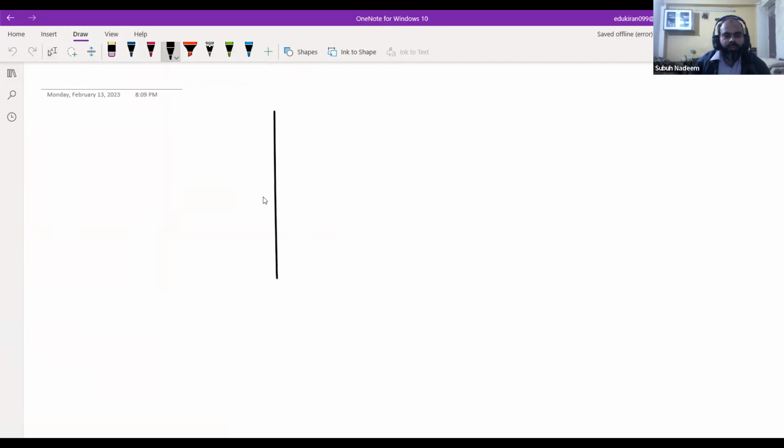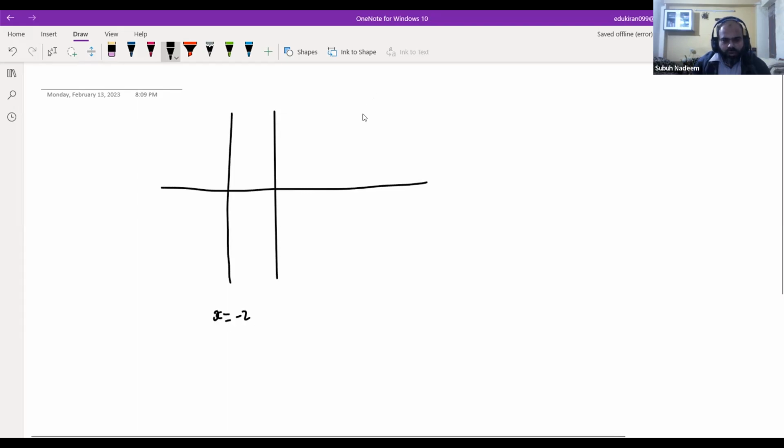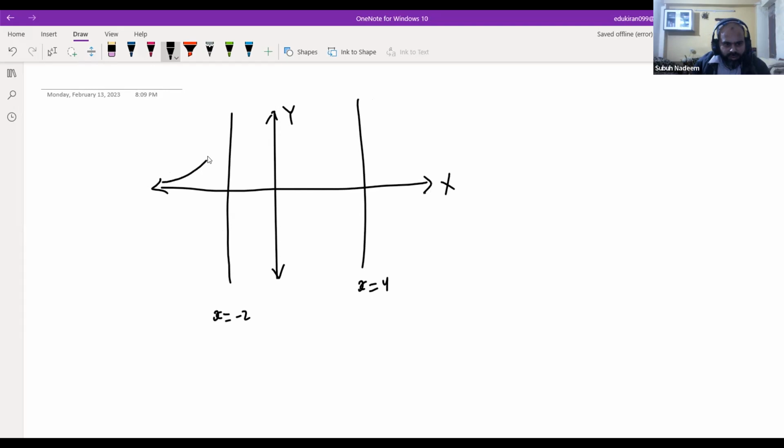So the graph is something like this: this is x equals minus 2, and this is x equals 4. This is the y-axis, this is the x-axis. The graph goes like this. What is this? Is it increasing or decreasing? Increasing. Okay. There's a point 1 in between minus 2 and 4.